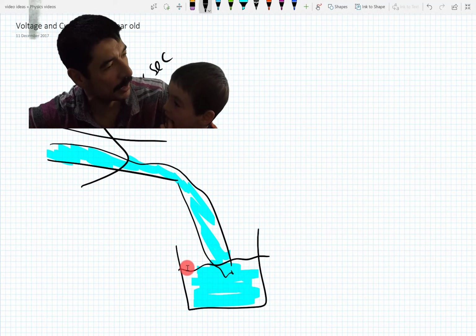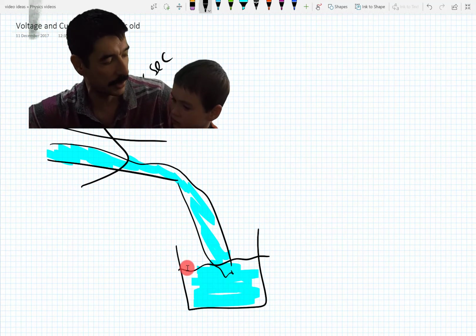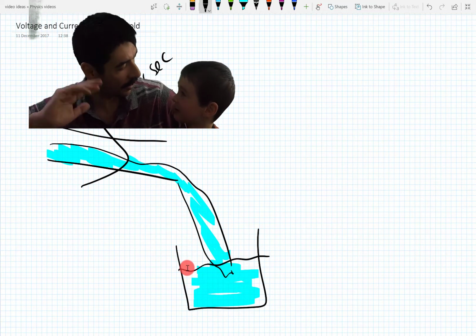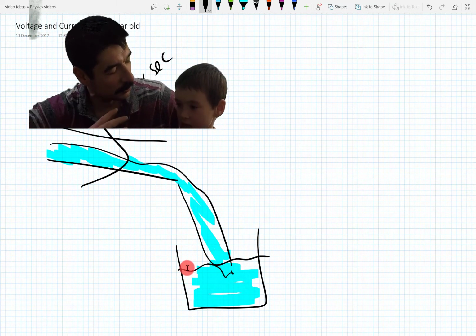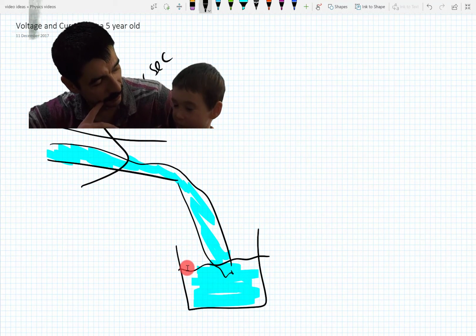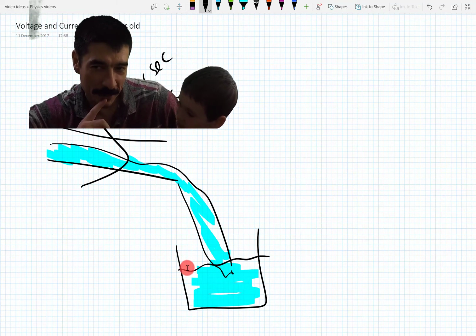How many sweets would you get if we waited for 5 seconds? 1 sweet for each second. 1, 2, 5 sweets, yes. Now, what would you prefer? Would you prefer me to give you 1 sweet per second or 2 sweets per second? 2 sweets per second. Because then, you would get 2 sweets per second for 5 seconds.